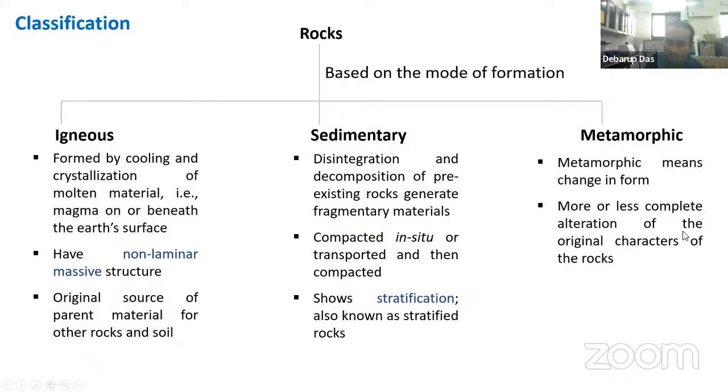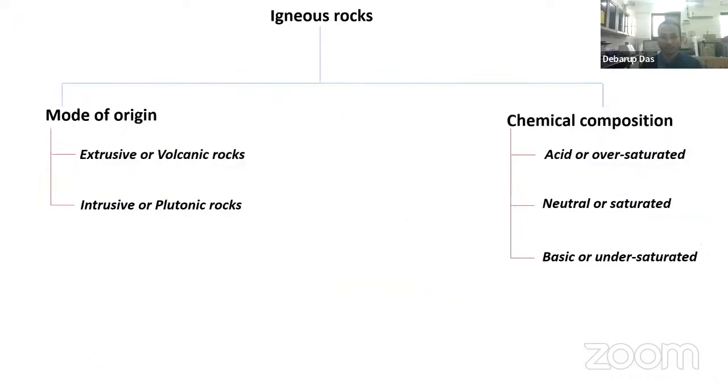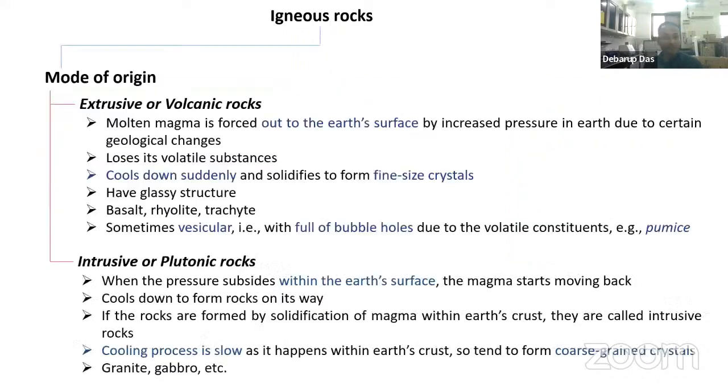More or less complete alteration of the original characters of the rocks, mostly influenced by heat and pressure. So, igneous rocks can be classified based on mode of origin, and can be classified based on chemical composition. Based on mode of origin, there are two types: extrusive or volcanic rocks, and intrusive or plutonic rocks. Please try to remember at least the definition of extrusive or volcanic rocks.